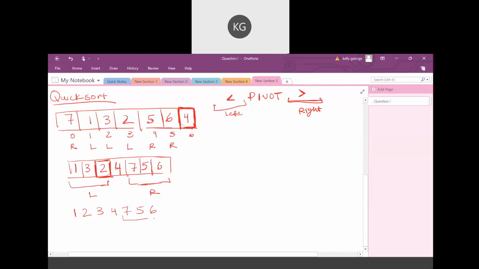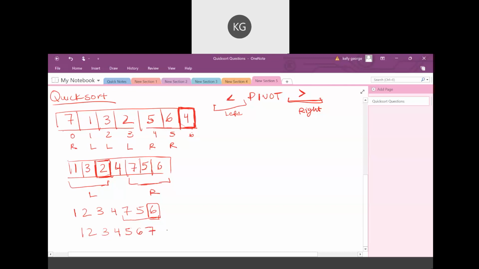Now we're going to look at the right side of the array and pick 6 as our pivot point. We're going to repeat the same thing again, where we sort the right side of the array, and all the values left of 6 will be less than 6, and all the values to the right of 6 will be greater than 6. If we rearrange the 7, 5, 6, we would have 5 before the 6, then our 6, and then 7. So now the array is fully sorted.